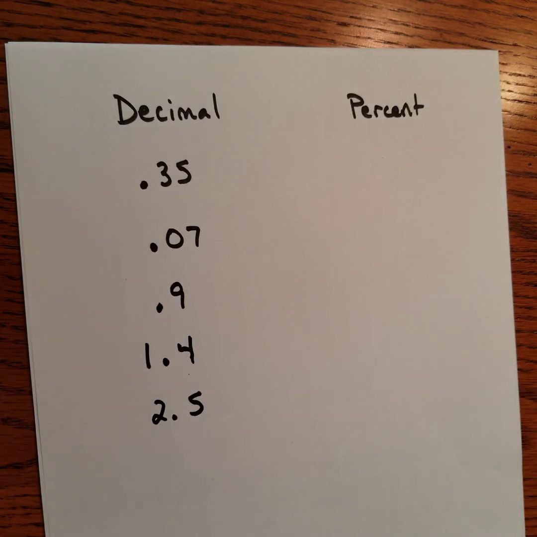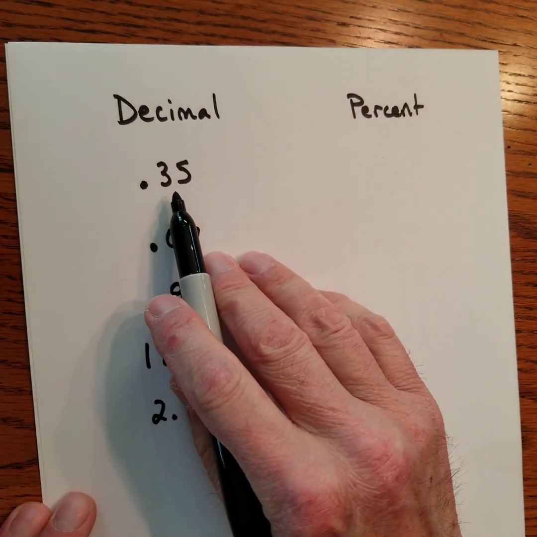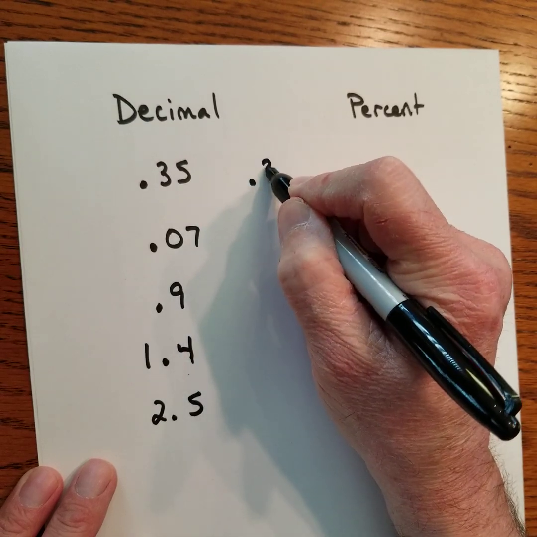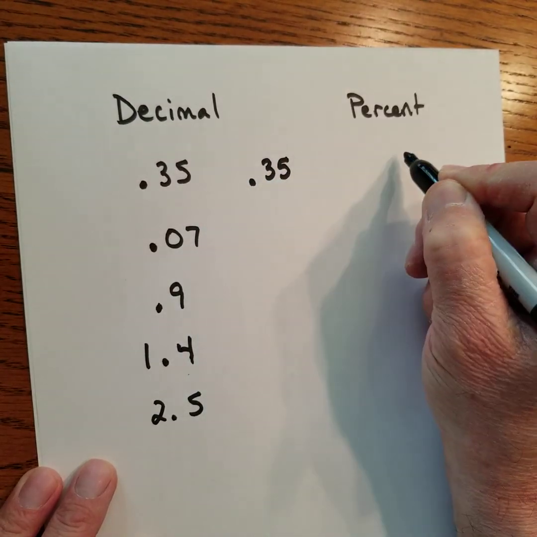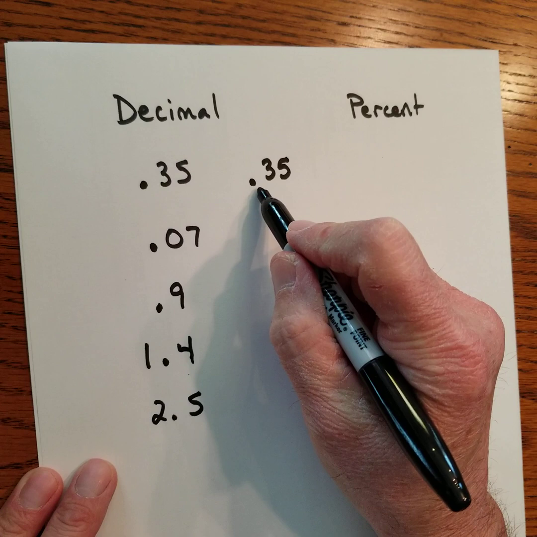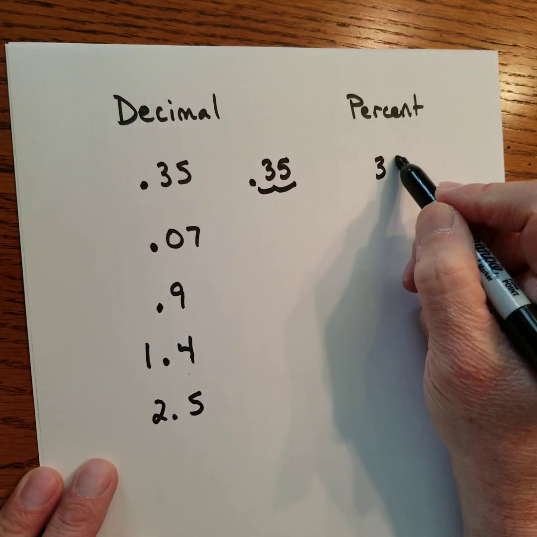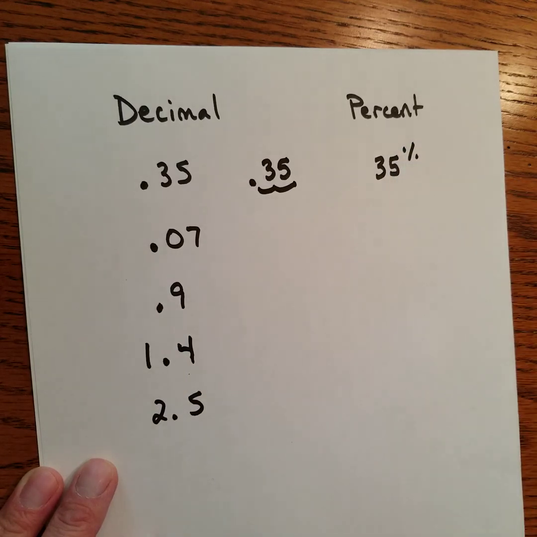Now for this last set of problems, we have to do things backwards. We're going to change decimals back into percentages. So if my decimal is 0.35, and I'm changing it back into a percentage, we'll move the decimal point to the right 2 spots, making 0.35 into 35%.